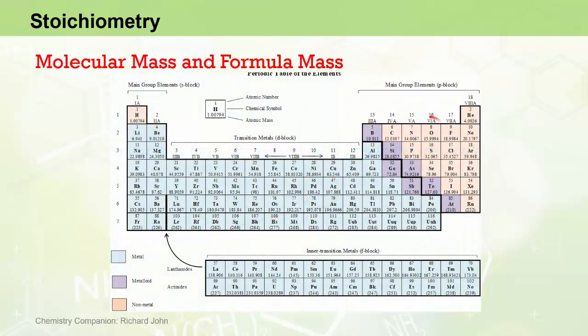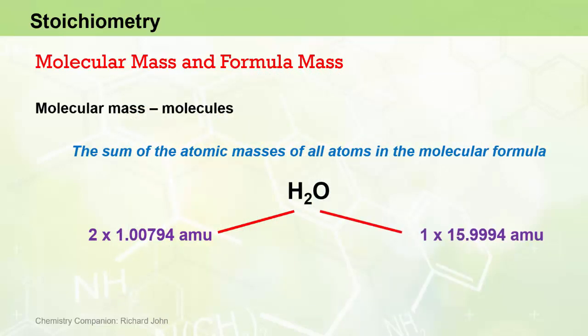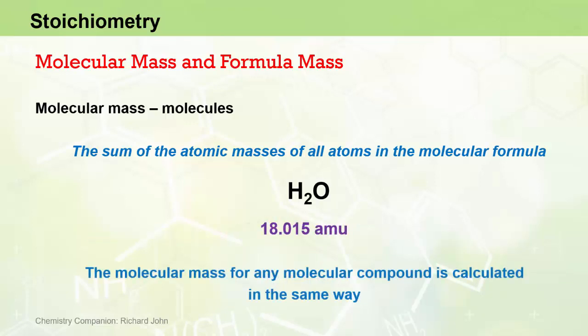We look up oxygen on the periodic table and note an atomic mass of 15.9994 atomic mass units. So the contribution from oxygen to the overall molecular mass of water is 1 times 15.9994 atomic mass units. We can sum these values, 2 times the mass of hydrogen plus 1 times the mass of oxygen, and we get 18.015 atomic mass units. And the molecular mass for any molecular formula can be calculated in exactly the same way, simply by adding up all of the atomic masses of all of the atoms represented in the molecular formula.